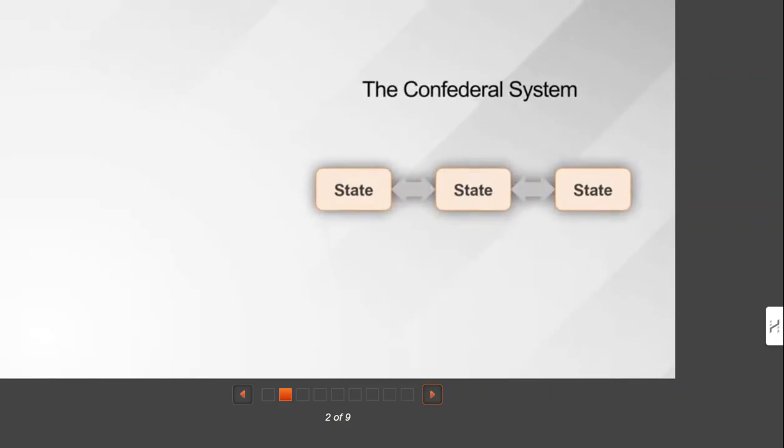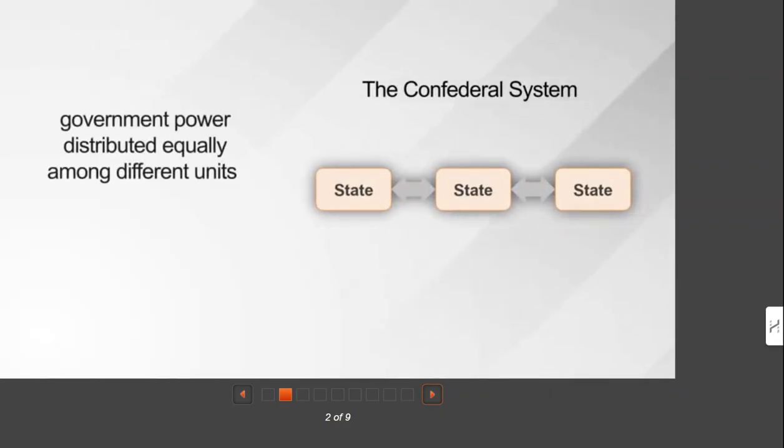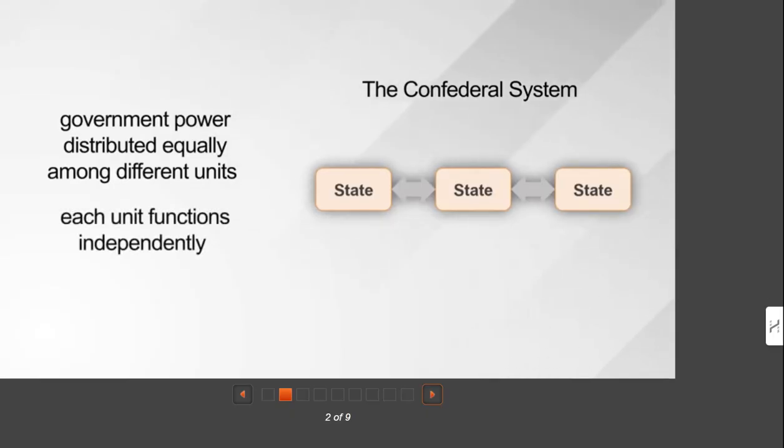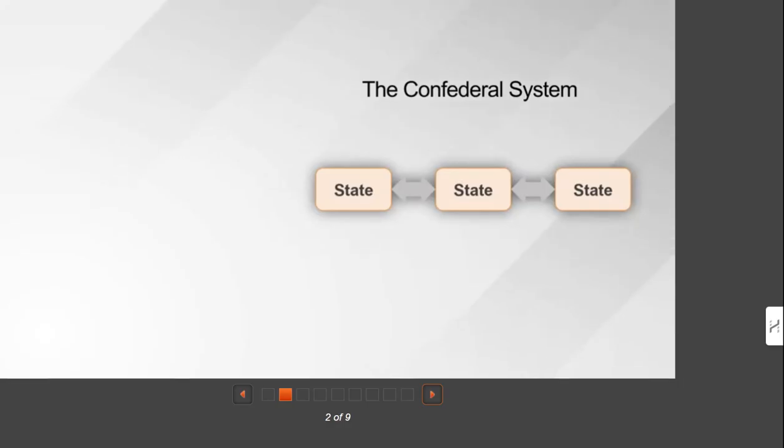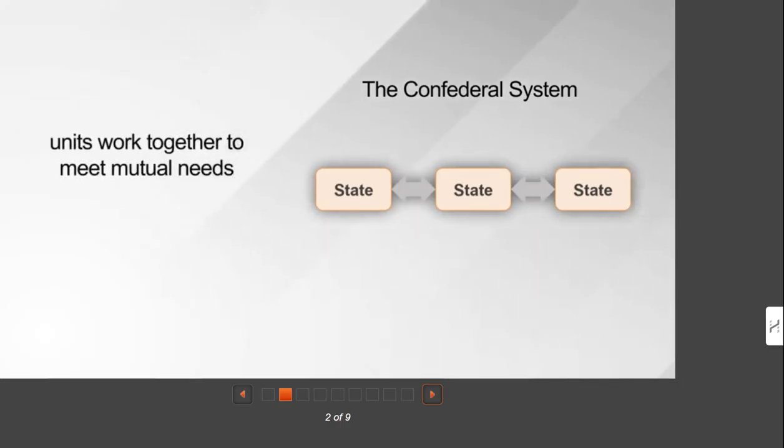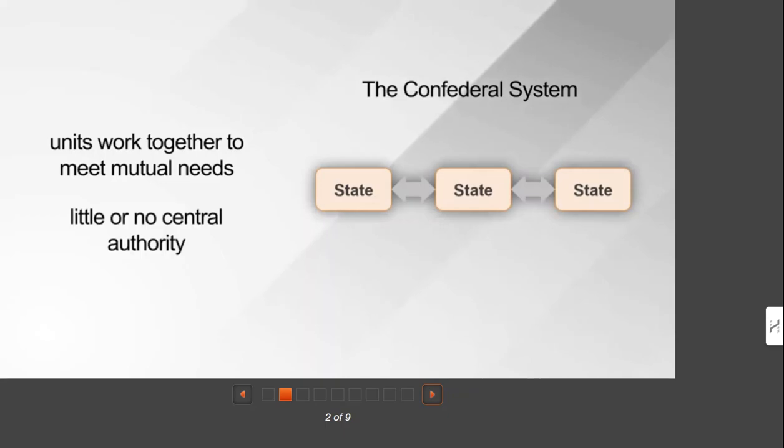In a confederal system, government power is split equally among different units, or independent states. The result is a confederation, where each unit functions independently. Think about a confederation as an alliance between equal partners. The units work together to meet mutual needs, and there's little or no central authority. Confederations sometimes form a weak central organization to serve specific needs. For example, the central organization might form an army, or they may set up a money system. But confederations aren't very common around the world.